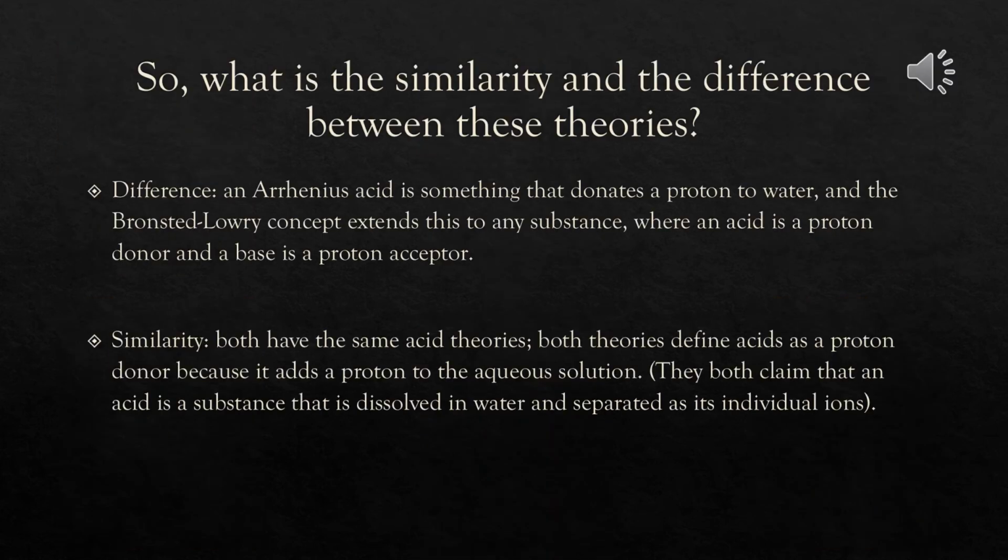Lastly, we will discuss the similarity and the difference between the Arrhenius theory and the Bronsted-Lowry theory. The difference is that an Arrhenius acid is something that donates a proton to water, and the Bronsted-Lowry concept extends this to any substance, where an acid is the donor and the base is the acceptor. The two are similar in the fact that they both have the same acid theories.